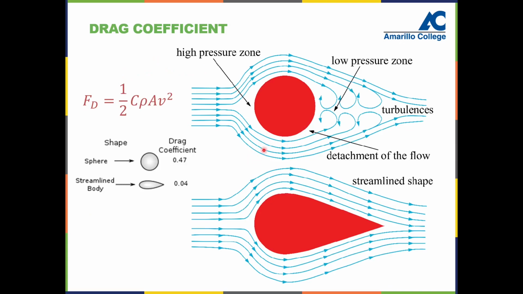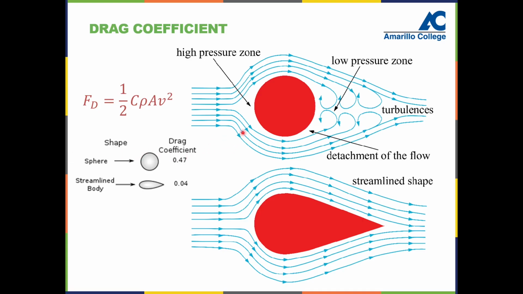So how does the shape affect why this drag coefficient is so different? I have two examples here: a sphere and a streamlined body. You'd think, okay, a sphere is smooth and a streamlined body is smooth, so they should have similar drag coefficients, but if you look here, they don't. In fact, there's an order of magnitude difference. The sphere's drag coefficient is more than 10 times higher than a streamlined body. Well, why does that happen? That has something to do with pressure drop as the flow goes over that body.